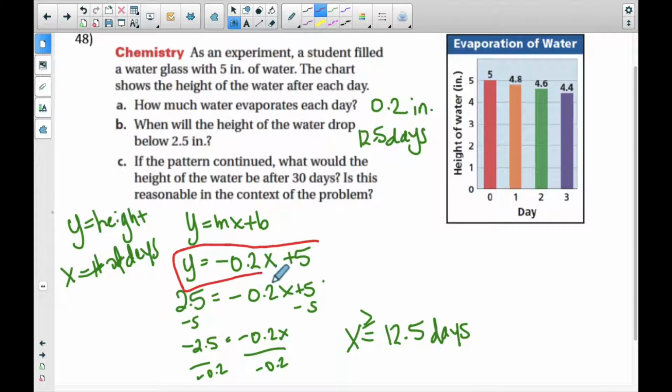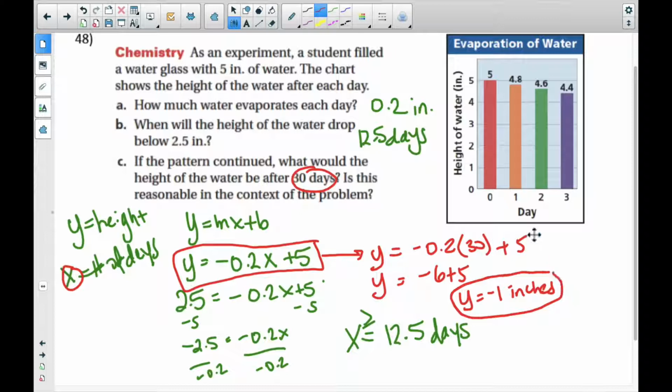Okay, so for part C, I'm going to go back to our y equals mx plus b problem. And after 30 days, x is our number of days. So if I plug in my 30 for my number of days and I work this out, I get negative 1 inches. The question was, what will be the height of the water? -1 inches. Is this reasonable in the context of the problem?